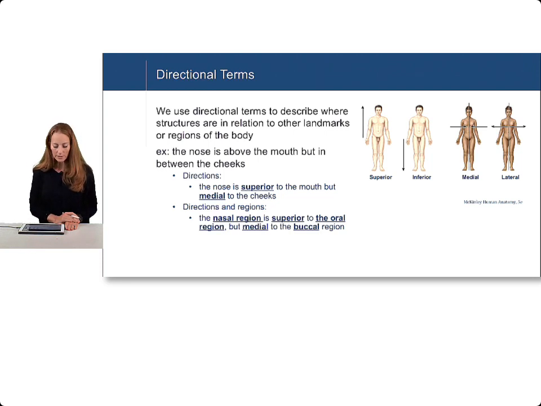Next are directional terms. So we use directional terms to describe where structures are in relation to other landmarks or regions in the body. So we would say, the nose is above the mouth but in between the cheeks. And if you wanted to then use the proper directional terms, we would say the nose is superior to the mouth, meaning above, and medial, in the middle of, or more towards the midline of the cheeks. We can get fancy and do both directional and regional terms, and we would say the nasal region is superior to the oral region, but medial to the buccal region.